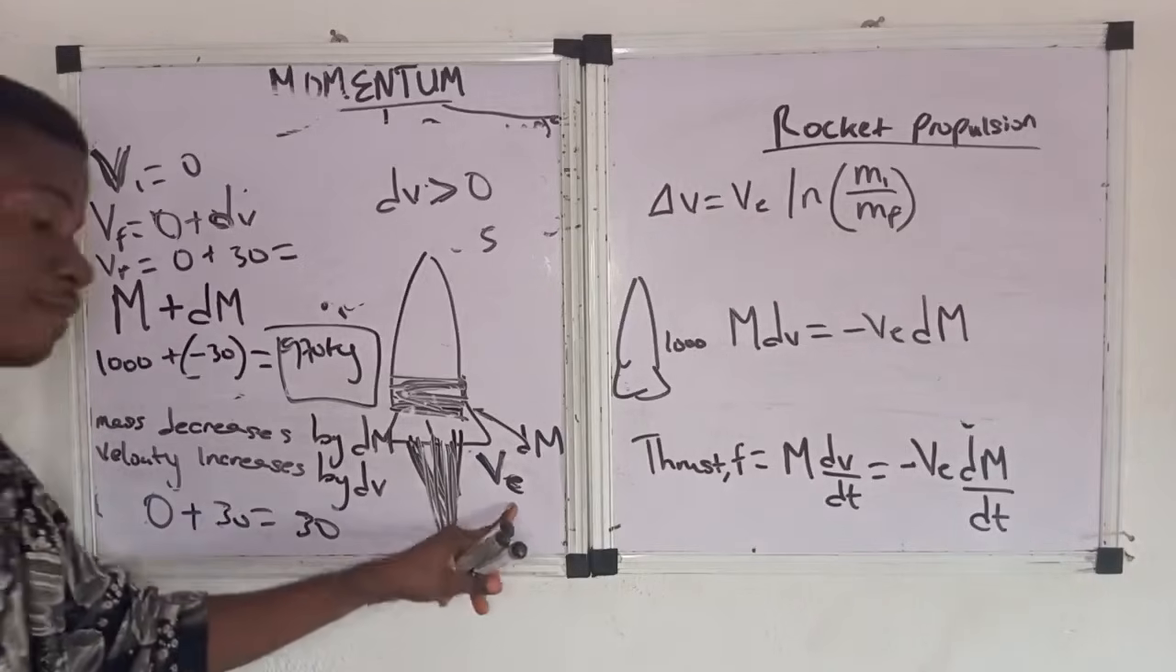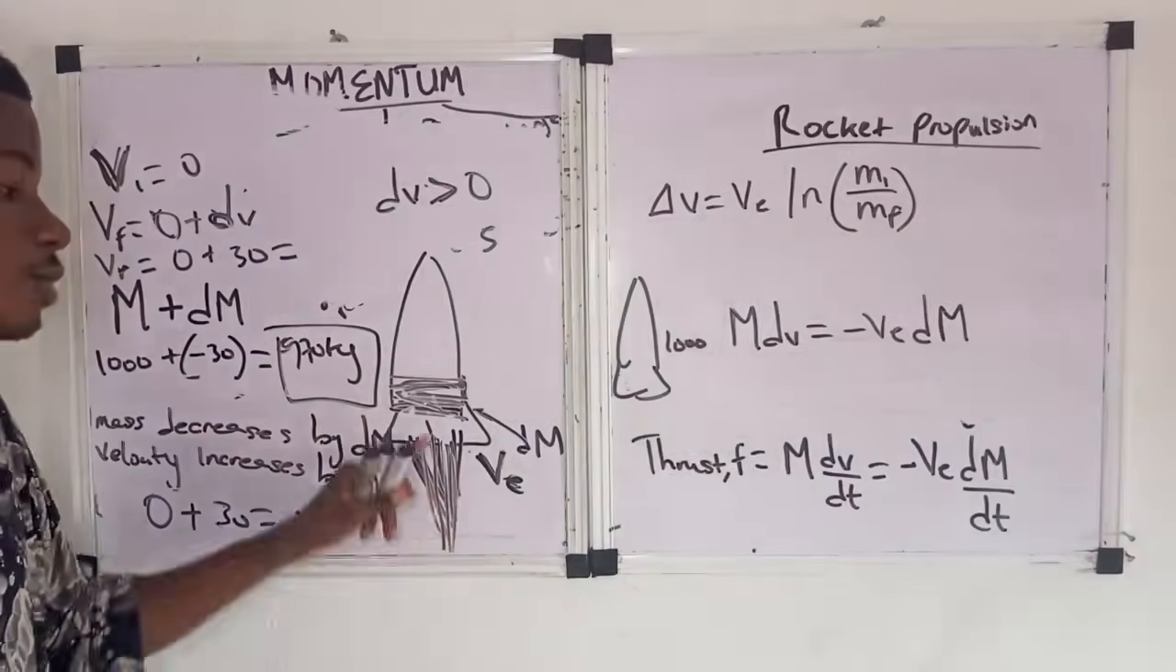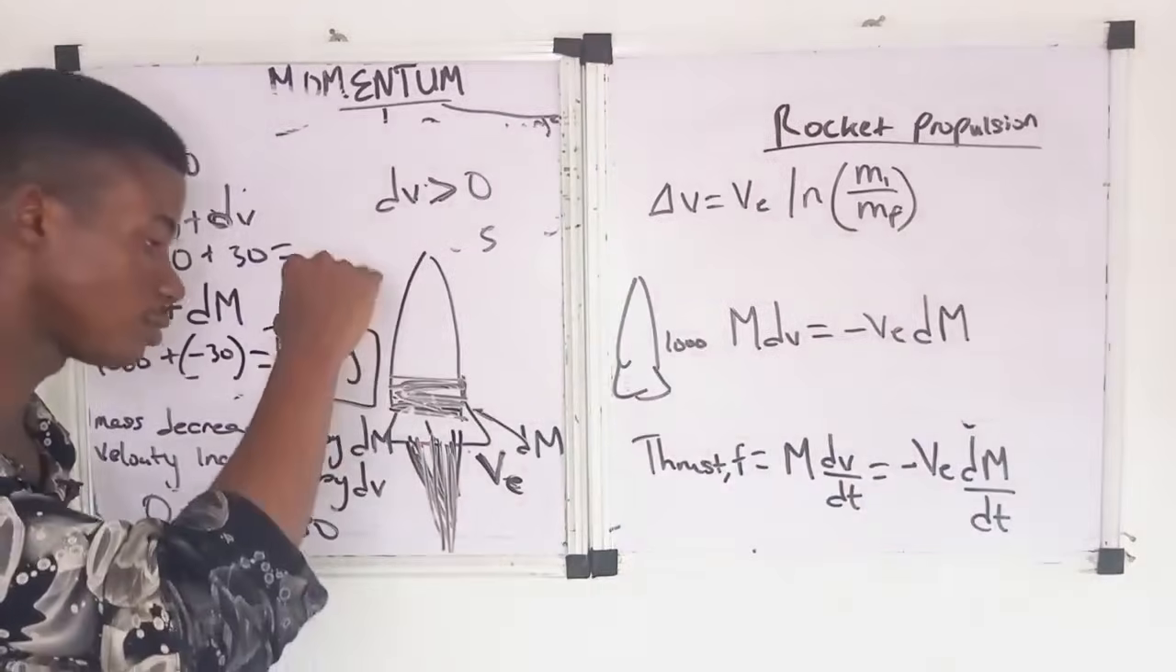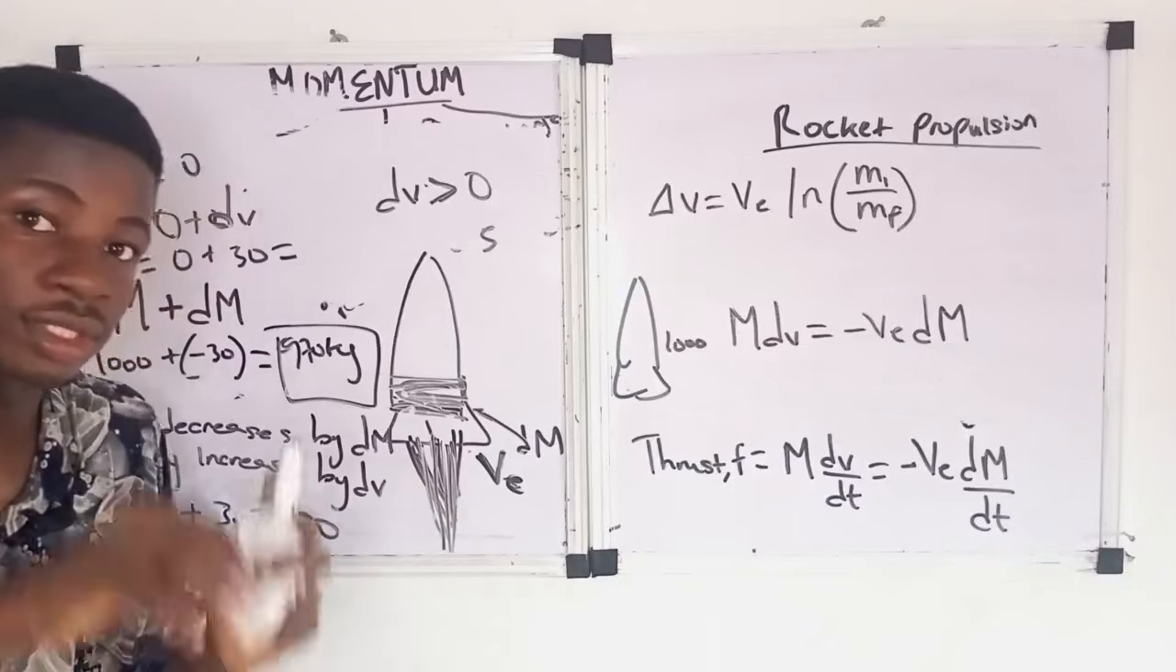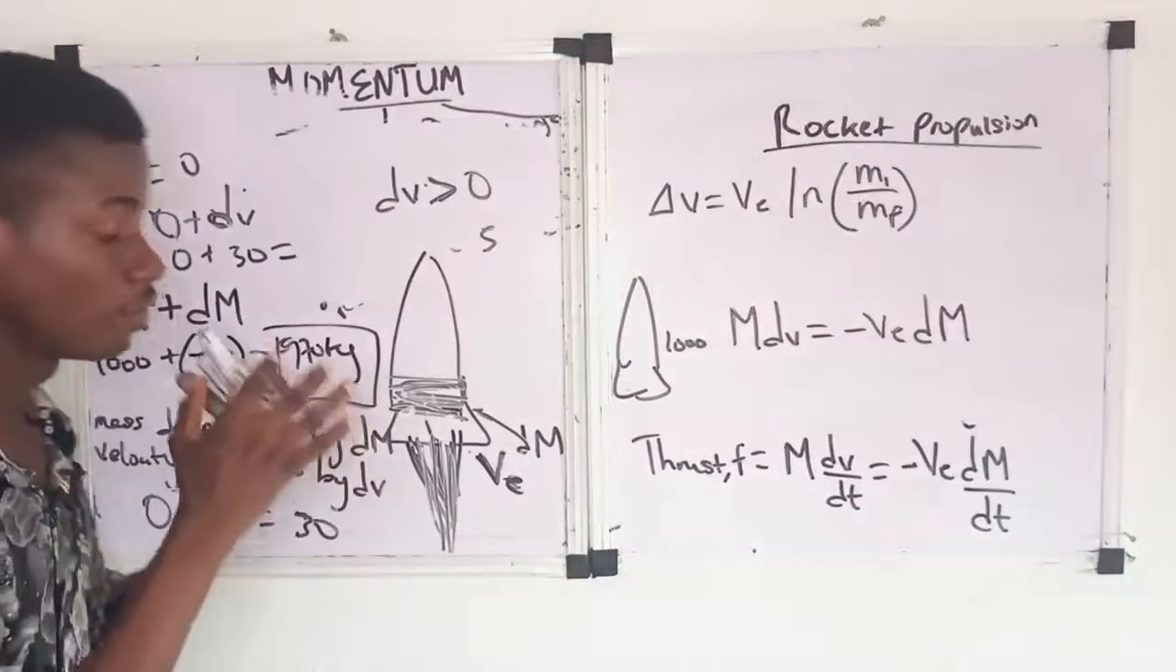Then why is v sub e the velocity of what? Of the exhaust with which you burn. This exhaust is being burned. This dm is the decrease in mass, this small decrease in mass of the fuel.